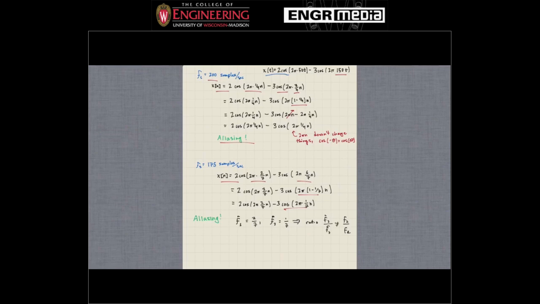The second term in the beginning was at a higher frequency. It was at 150 hertz, okay? The first term is still at a low frequency, but if we look at this ratio between the frequency of the first term and the second term, it's not the same as the ratio of the original frequencies, okay?